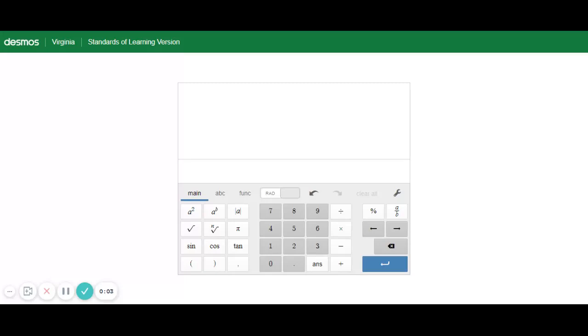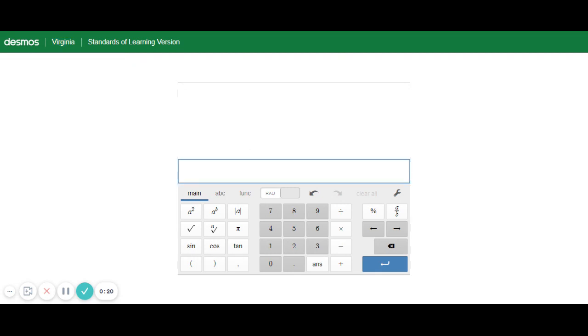This is the Virginia Desmos calculator for our Standards of Learning test. This is typically used in Math 8 and Advanced Math 7 here in Virginia. I know it's the Virginia version because it has a green bar across the top and it states the word Virginia up here. If you are on the one that has the black bar going across the top, just know you're on the generic one, so you may have additional features.